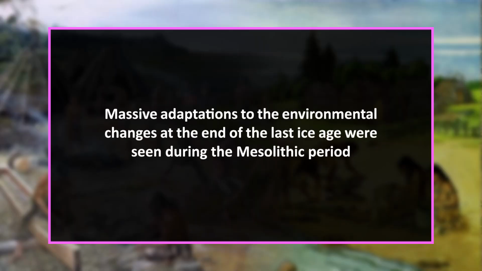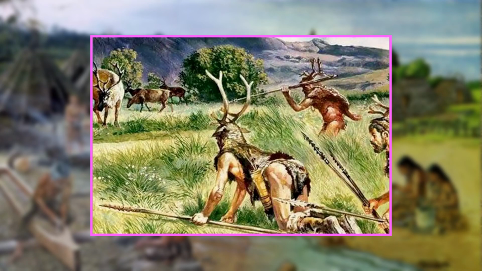Massive adaptations to the environmental changes at the end of the last ice age were seen during the Mesolithic period. People adapted to the new forested ecosystems as the tundra and vast animal herds of the Paleolithic era vanished. Hunting remained significant, but it moved to target deer and other woodland animals. As subsistence diversified, small game, fish, birds and plants became more important.